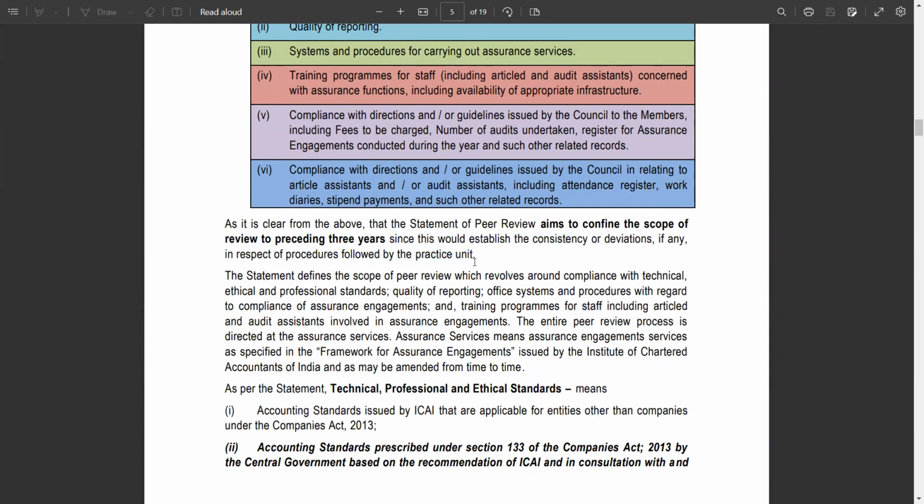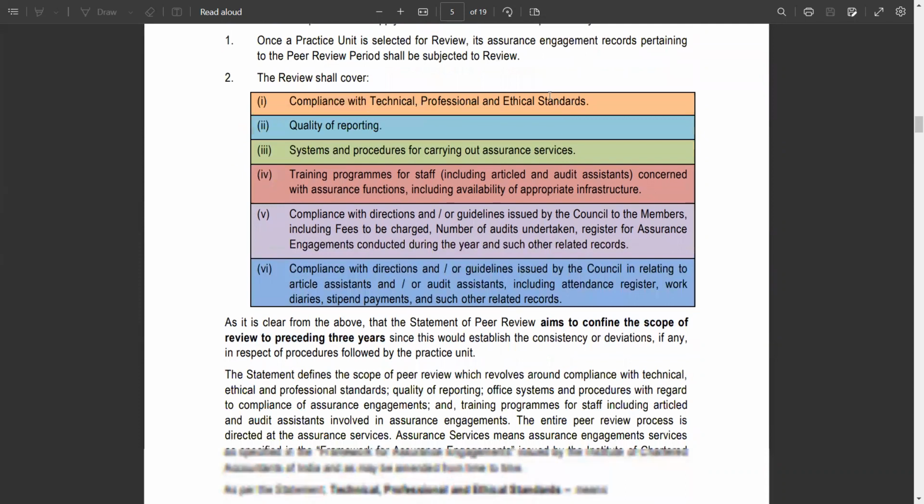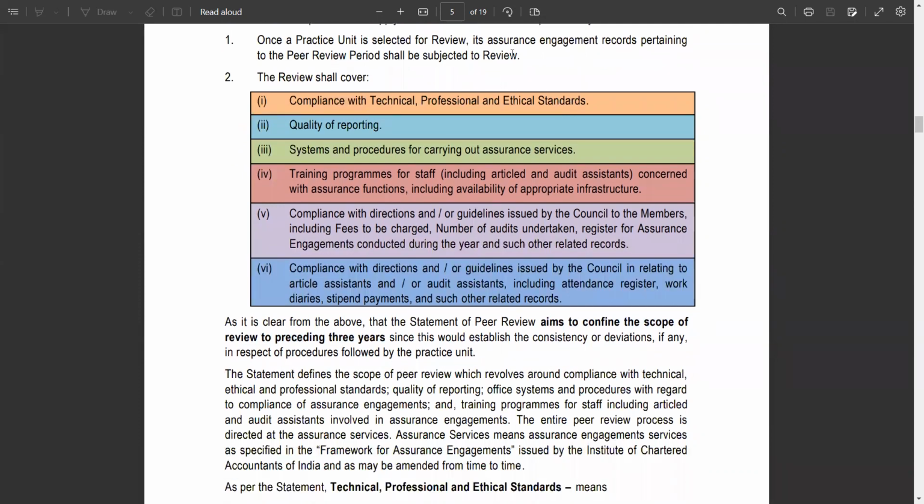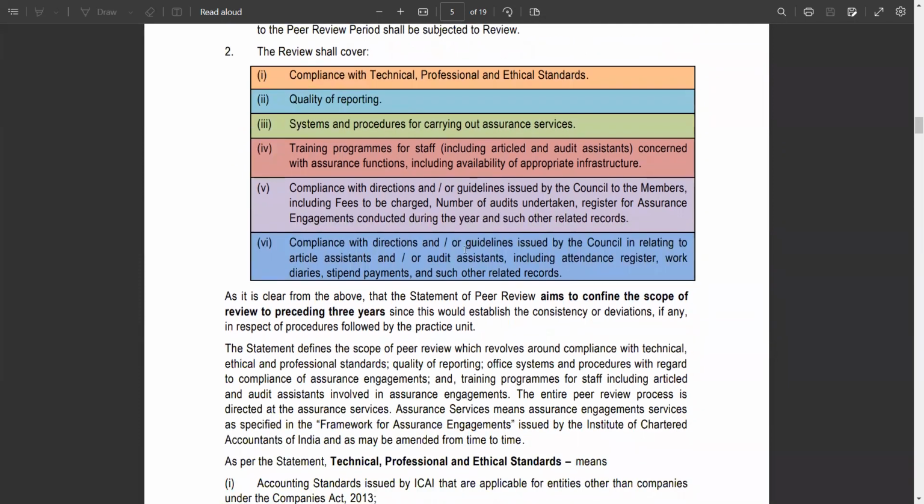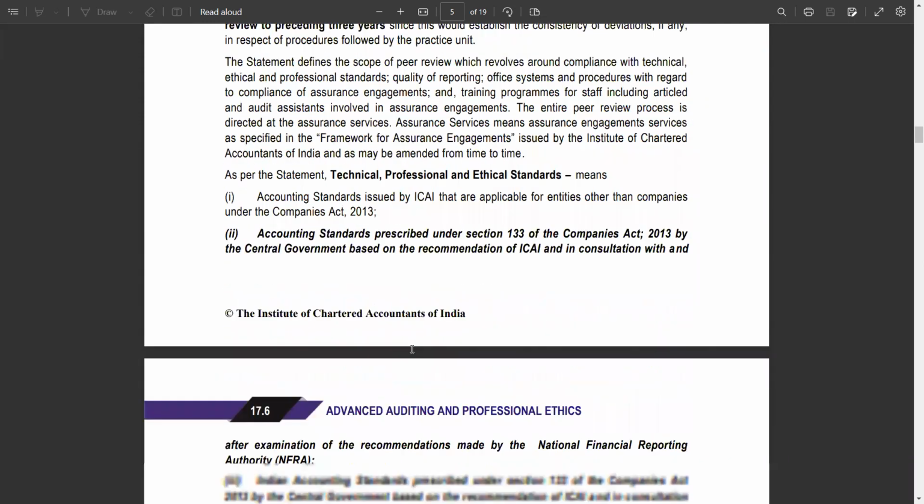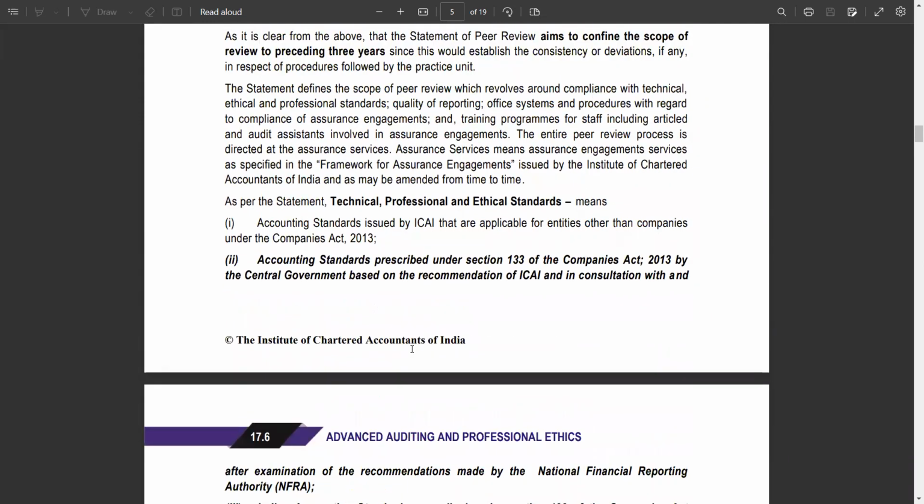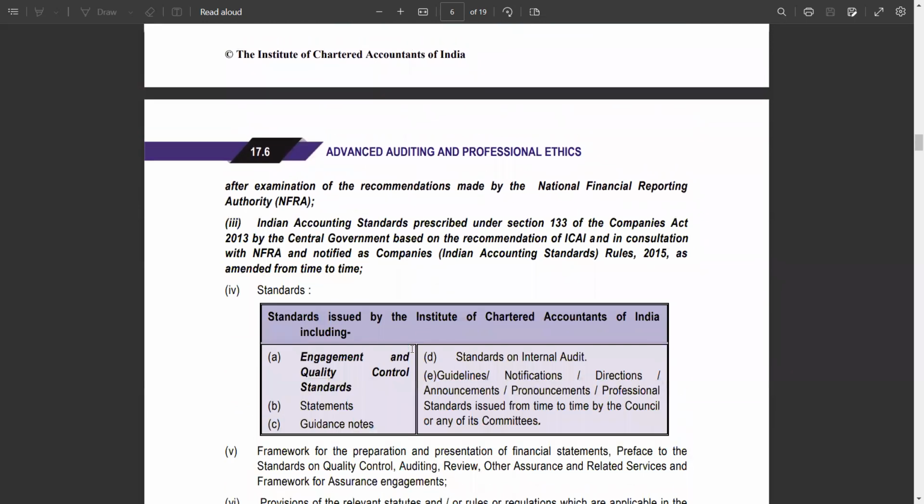There can be an MCQ question over here regarding the scope of peer review, which aims to confine the scope of peer review to the preceding 3 years. In simple words, peer review can be done only for the preceding 3 years. Okay, all right. Yeah, this is also an important question.